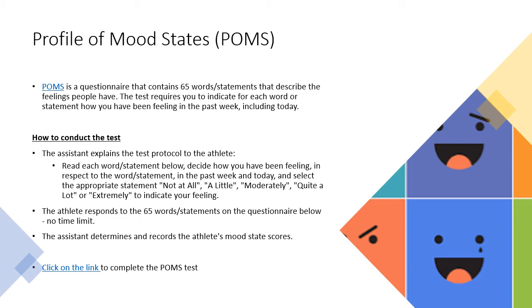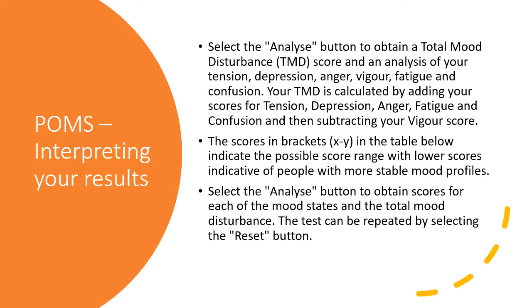The assistant determines and records the athlete's mood state scores. So at the end, you'll be able to click Analyse and it will give you a score. Once you've reached the end of the test, you click on the word Analyse, and on this slide here it tells you exactly what that's calculating, and it will give you a total score, which is known as your total mood disturbance score.